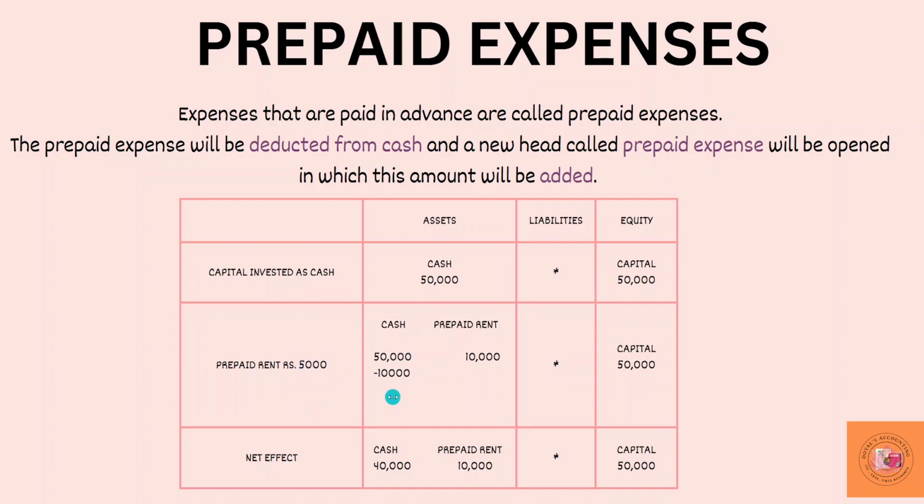So cash is 50,000, from which we are paying out rent worth 10,000. Then we create a new column called prepaid rent, under which we add rupees 10,000. Liability is nil, capital 50,000. What is the net effect? Our cash is now only 40,000 and the prepaid rent is 10,000, and the resultant capital is 50,000. Total assets equals total liabilities. Prepaid expenses are in nature assets. We will be explaining this in the upcoming lecture, so don't worry.